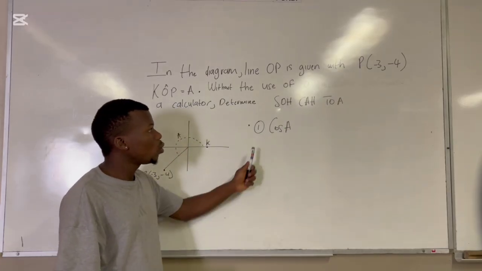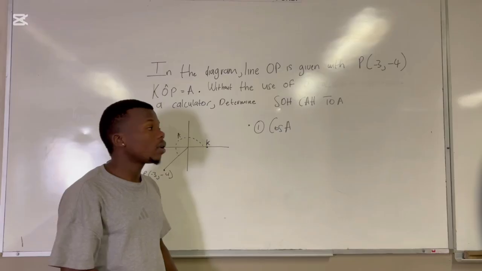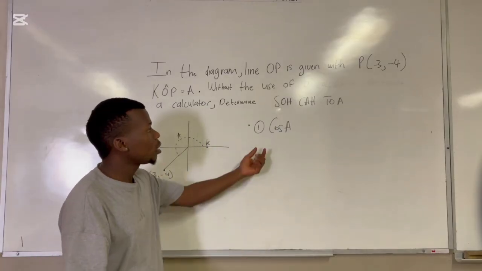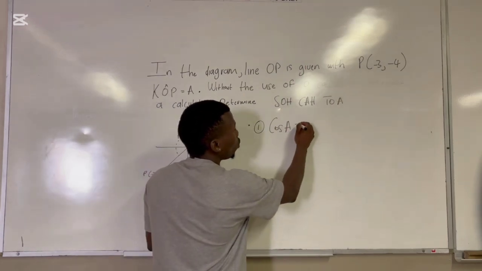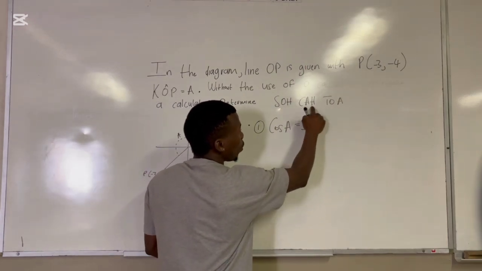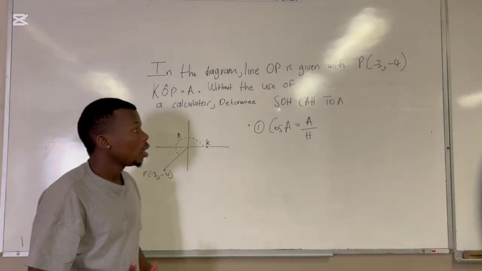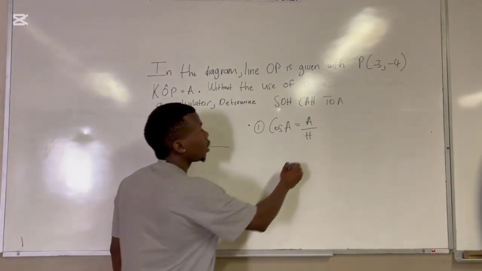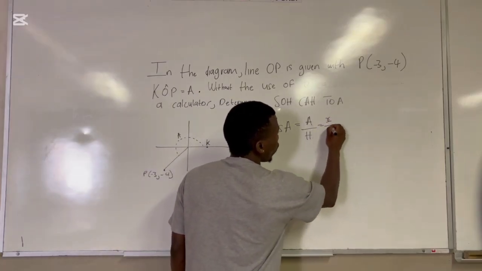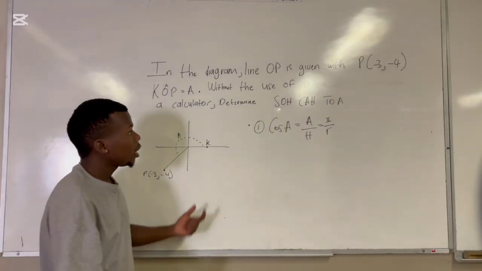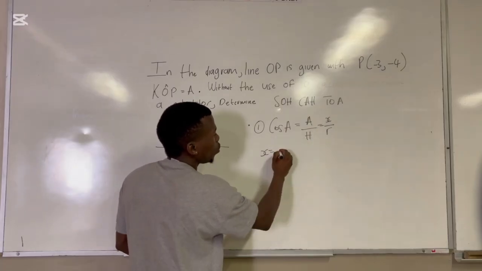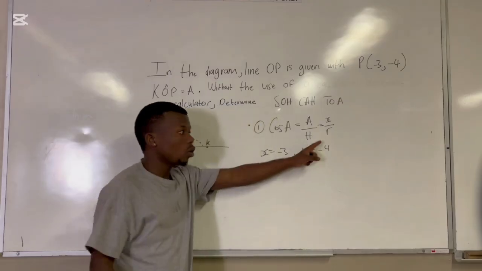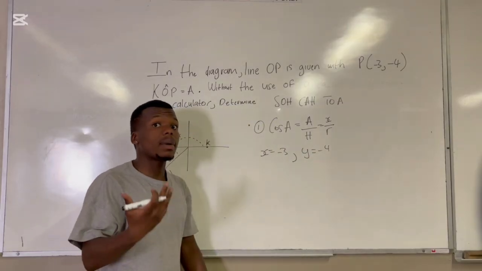Now let's check something. Here we are going to deal with cos of alpha, or they can give you any angle, cos of theta or cos of any angle. This is going to be equal to adjacent over hypotenuse. Some of you can say cos of alpha is equal to x over r. Now remember, here the x value is equal to -3 and the y value is equal to -4, but we don't have the value of r. We must determine the value of r.